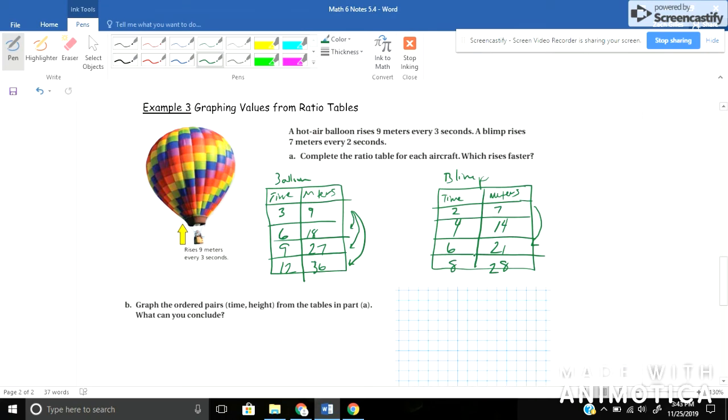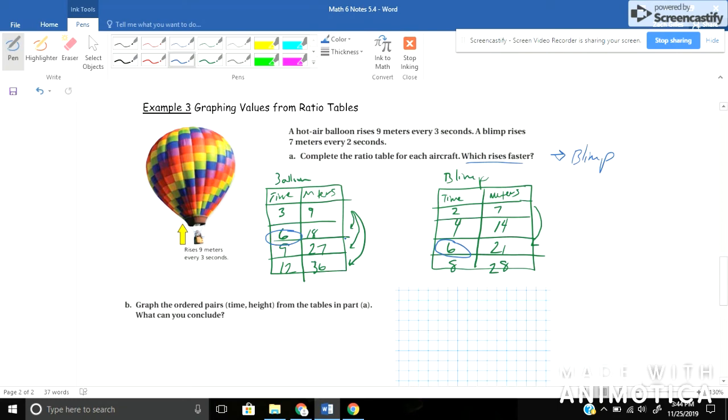Okay. And now I'm looking in my data where I can compare something and see which one rises faster. Okay. Well, let's look to see if we ever have anything that matches up. 3, 6, 9, 12, 2, 4, 6. Okay, so 6 is common. So as 6 seconds has gone by, my balloon is at 18 meters and my blimp is at 21 meters. Okay, so which one is higher? Well, that would be the blimp. And we found that because as 6 seconds gone by for both of these, the blimp is at 21 meters and the balloon is only at 18.